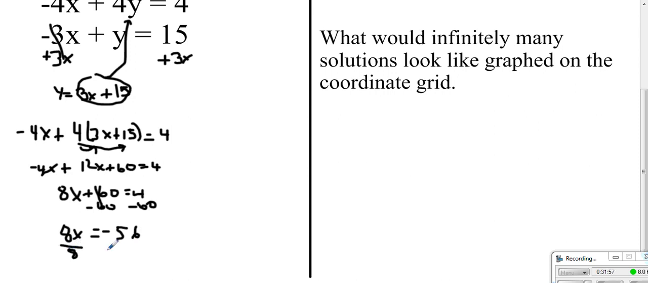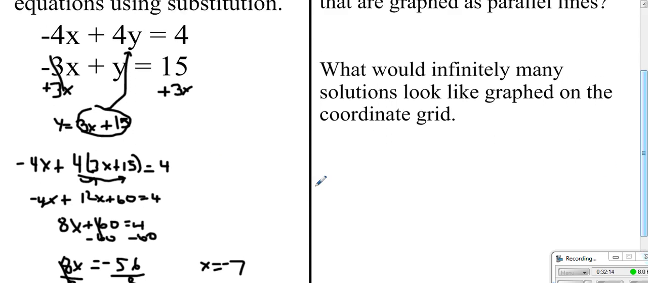Divide by 8 on both sides. 8's cancel. X equals negative 7. Now to get the y, what you really have to do is, you already solved it for y here. But I'm still going to use the original, what they gave me. Alright, it's plus a negative 7 equals 15. So it's really just like minus 7.